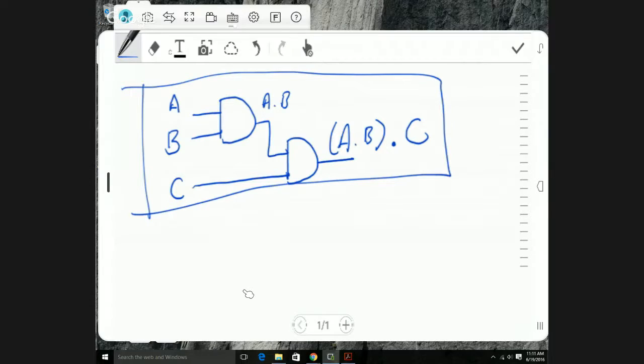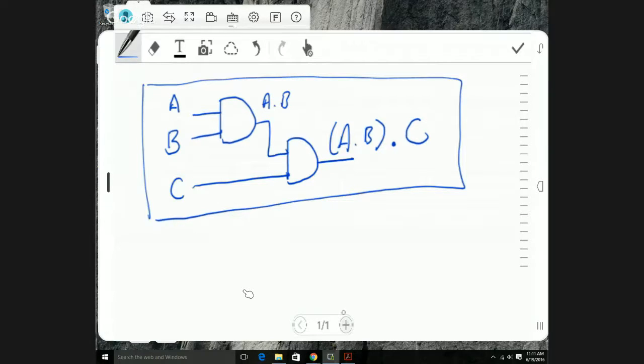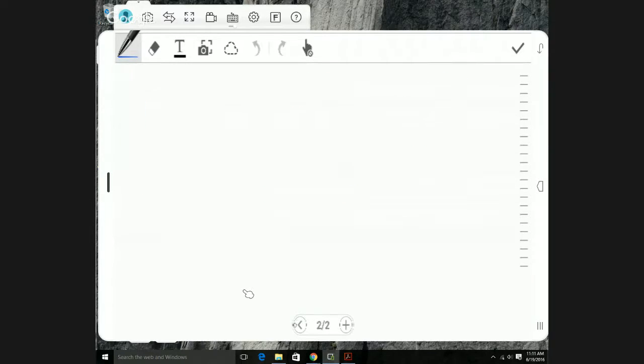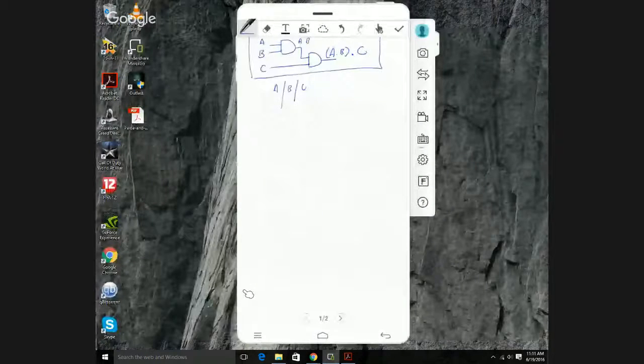Now what if you are given a truth table as well? What are you going to do? Alright, let's stay on this page and just draw the truth table. A, B, and C. We need another page for the circuit. Okay, let's do it in this way.